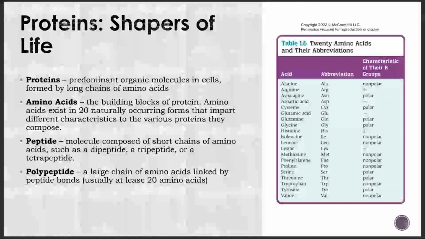A peptide is a molecule composed of short chains of amino acids. So maybe I strung together 3 or 4 of these over here. Whereas a polypeptide is usually at least 20 amino acids long.